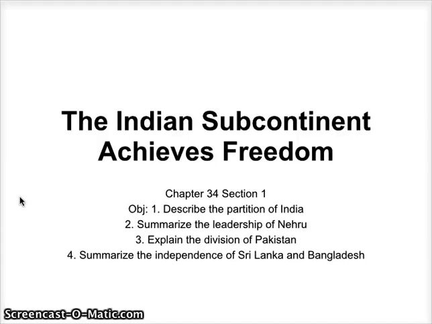The second part of this week is the Indian subcontinent achieves freedom. So we're back looking at specifically India. This is chapter 34, section 1. Our first objective is describe the partition of India. That's the division of India.